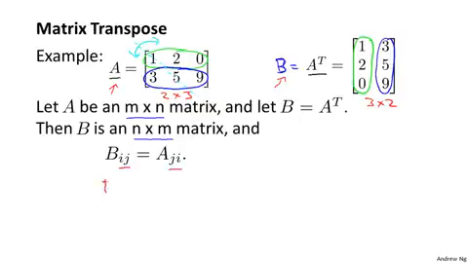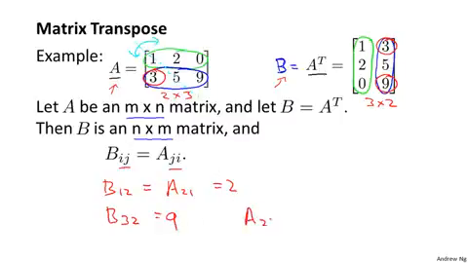So for example, B12 is going to be equal to this element 3, first row, second column. And that's equal to A21, second row, first column, which is equal to 2. As another example, B32 is this element 9, and that's equal to A23, which is this element up here, 9. And so that wraps up the definition of what it means to take the transpose of a matrix.